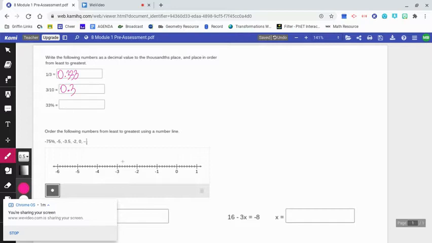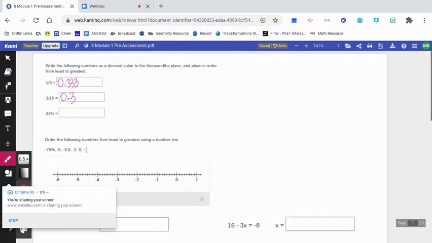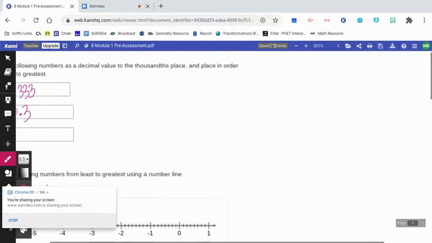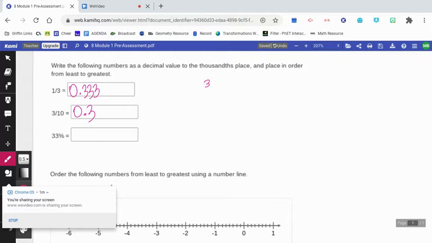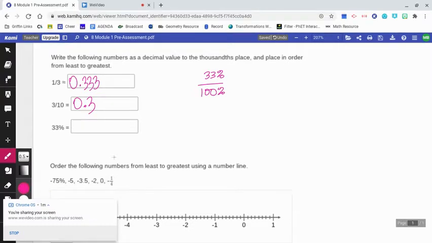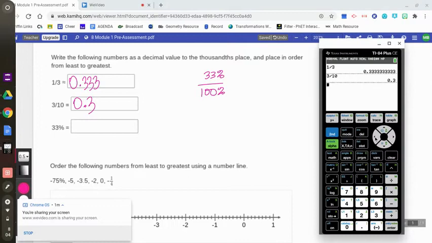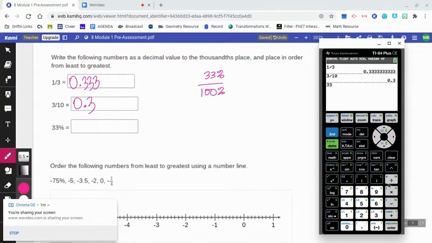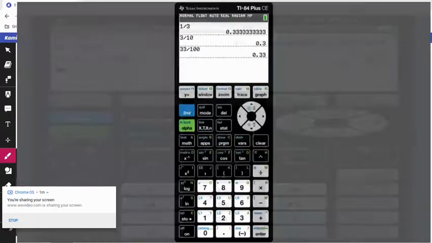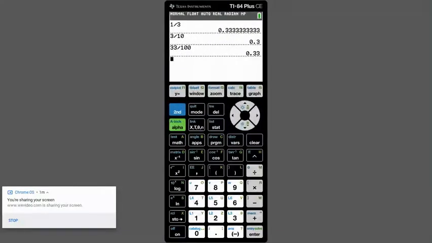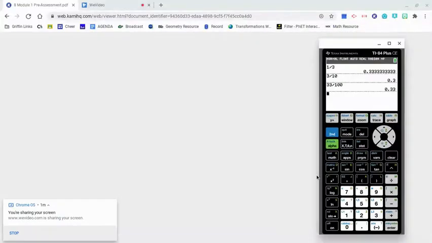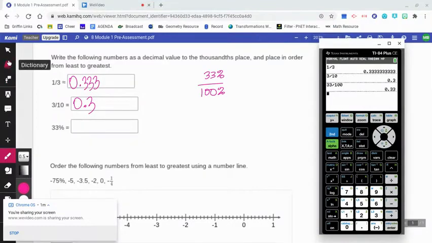The next one, 33%. So for percents, we have to remember that percentages are always out of 100. So that's 33% over 100. Percents are always out of 100. Well, then now that's just 33 divided by 100. So I can go back to my calculator. I've got 33 divided by 100. And I can see that that is 0.33.